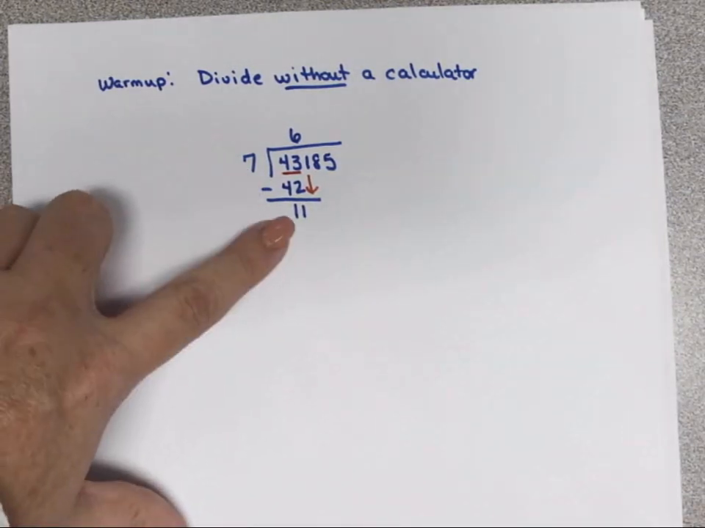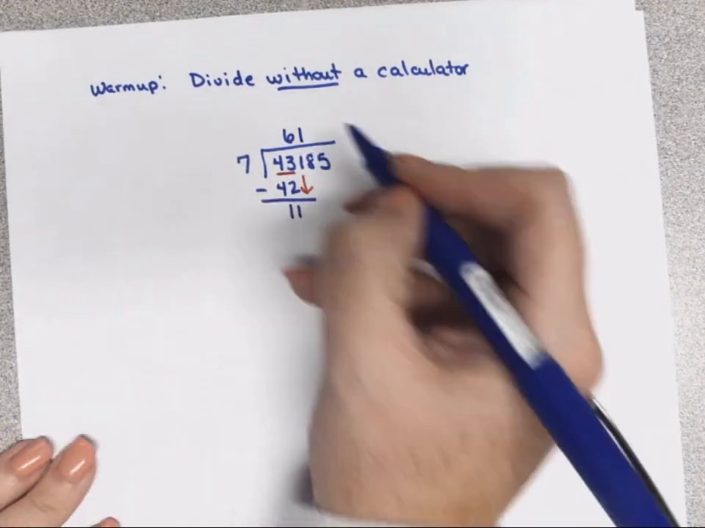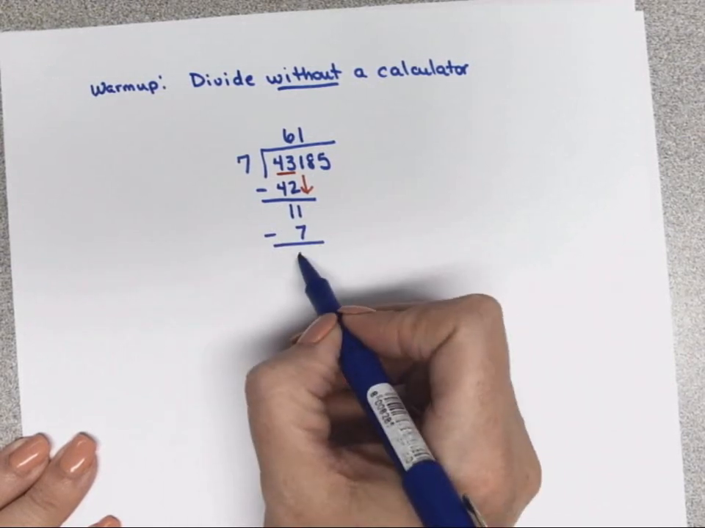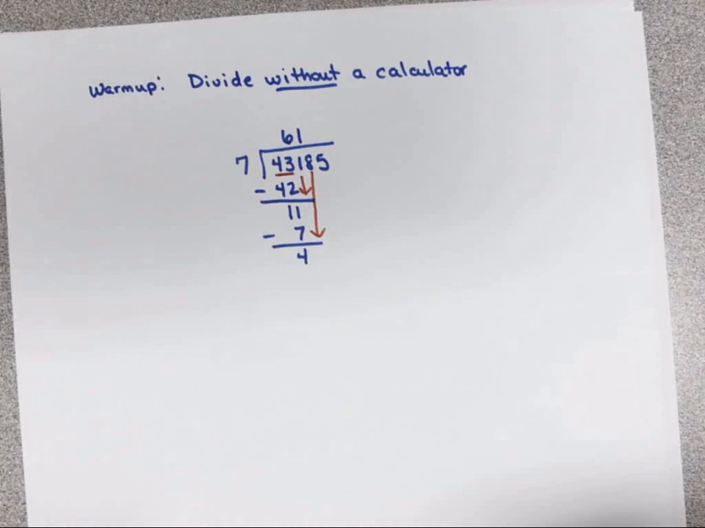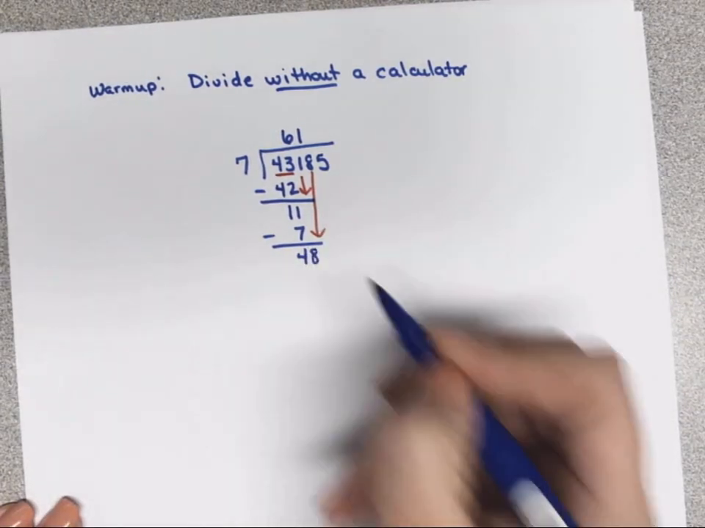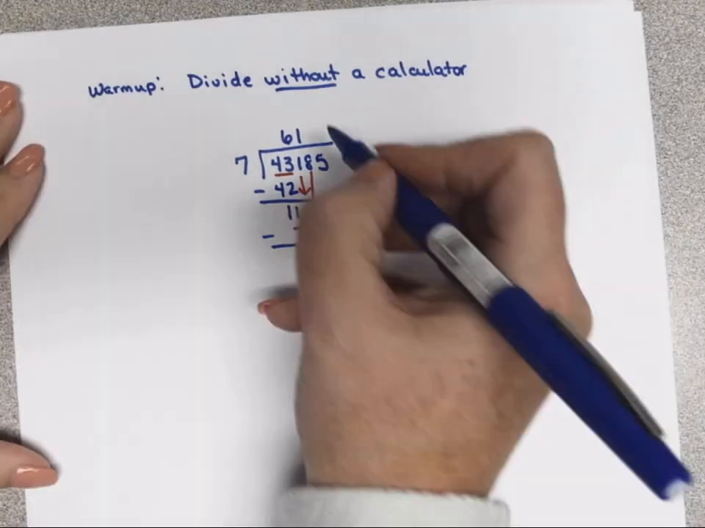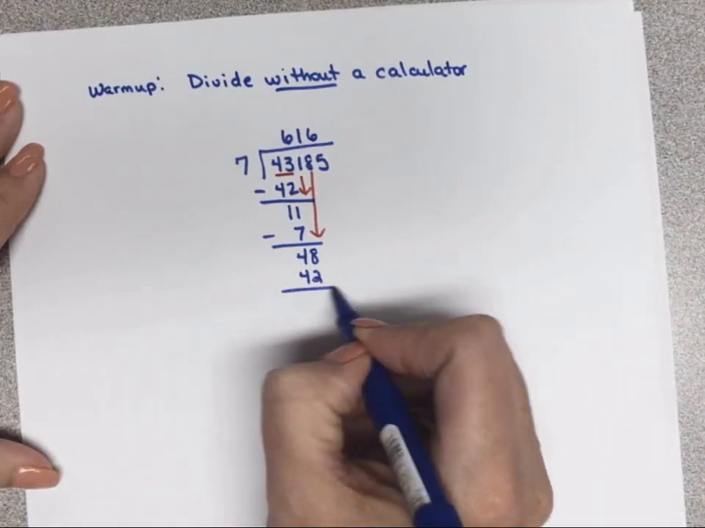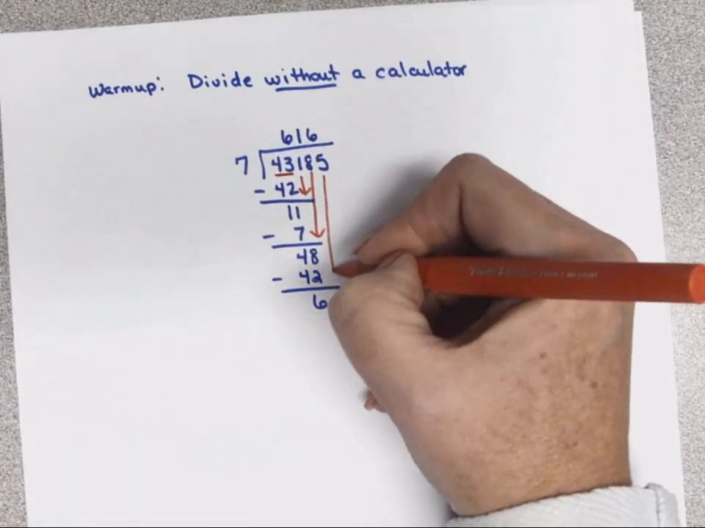So now we say, okay, how many times does 7 go into 11? And the answer is what, of course? 1. And then we multiply 1 times 7, which is 7. We get 4. So we bring down the next digit, which is 8. 7 goes into 48 6 times, right? 6 times 7 is 42. Subtract down the list, and we only have one more digit to bring down.